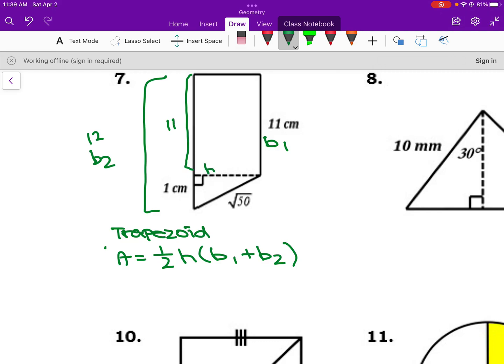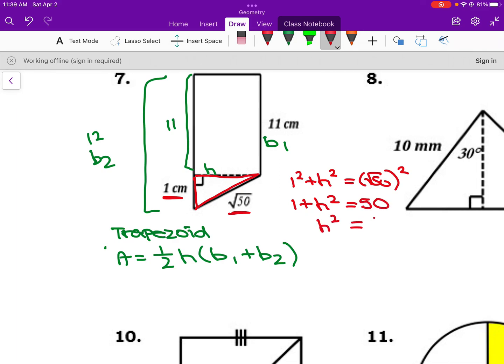So really what I'm just missing is my height, which again, I can inspect that I have a little mini right triangle here with a base of 1 and a hypotenuse of root 50. So if I take this as 1 squared plus what would be the height squared equals root 50 squared, then we have 1 plus h squared equals 50. Subtract 1 from both sides, h squared equals 49, and square rooting, we get h equals 7. So my height here is 7.